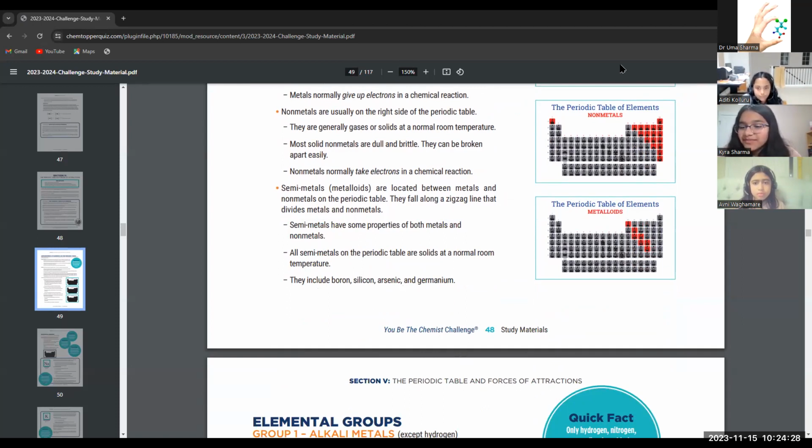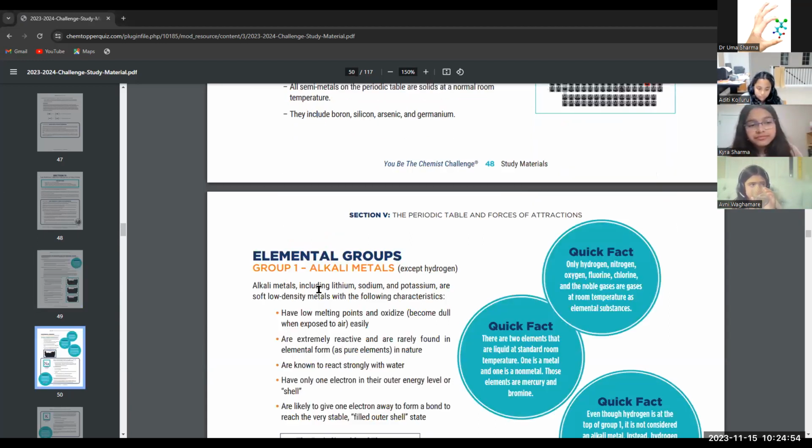They are on that zigzag line, right? You make the line like this, the staircase, starting from the bottom. So boron, then aluminum is a metal, then this is silicon, and this is, I think, germanium. So memorize these names because they may ask you, and they may ask you the reason also.